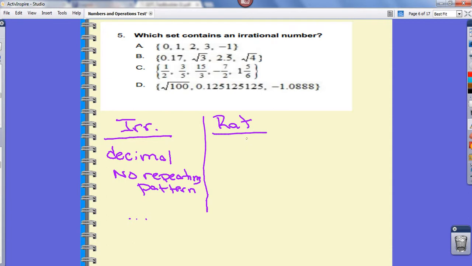And then of course you've got your rational numbers, which include natural, whole, integers, and then decimals that either have a repeating pattern that go on and on, or they terminate. So let's look at these real quick.